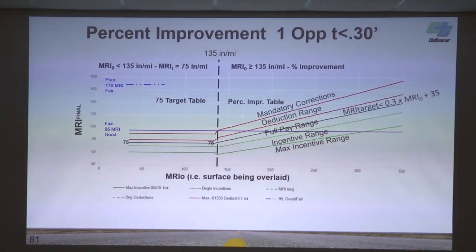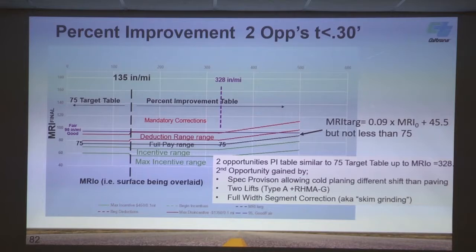So designers are being trained to basically figure out how to put two opportunities in. So this is the one opportunity for less than 3/10. If we go to two opportunities less than 3/10, we're in the percent improvement table, but when you do all the math and all the rules, we have the MRI target value of 0.09 times MRI 0 plus 45. That's this value, but basically it can't go less than 75, so it goes flat. So we're in the percent improvement range. And then the incentives and disincentives are based on 10 and 25% above that number, which is a little bit different than the 80 and 90 that we had under the regular target tables.